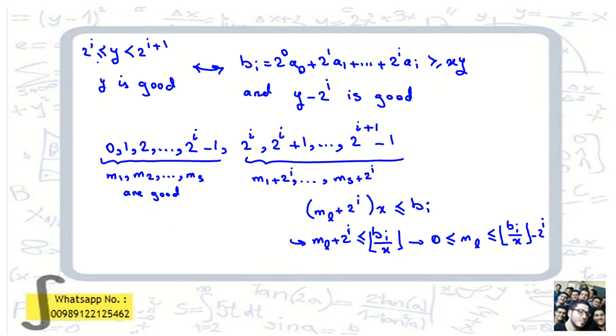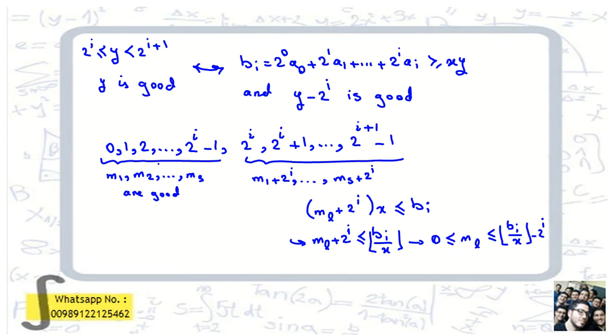So if we write it again, y is greater than or equal to 2^i and less than 2^(i+1), well, then y is good if and only if b_i is greater than or equal to xy, and y minus 2^i is good if and only if between these two things. Now, we want to count. By this, we can call it a lemma. By this lemma, we want to find the number of y's that are good.